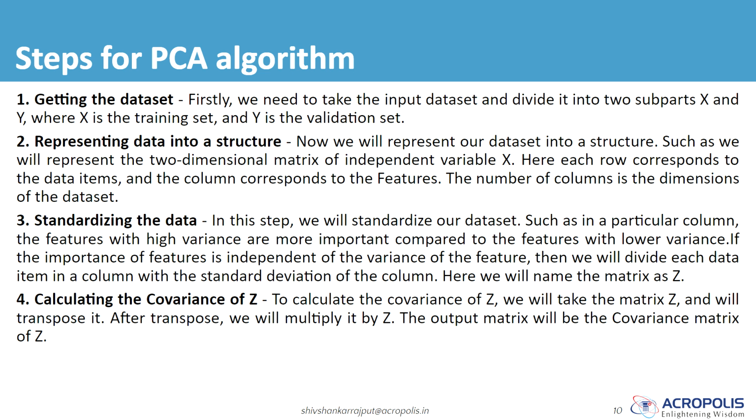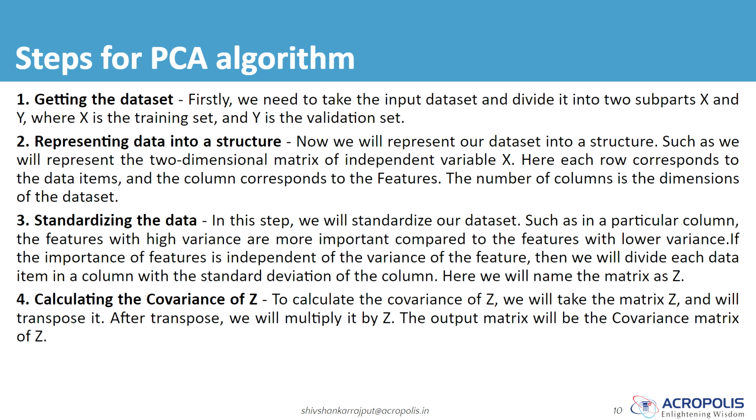If the importance of the feature is independent of the variance of features, then we will divide each item in a column by the standard deviation of the column. Here we will make the matrix of Z as Z. In this point, we can compare the two variances, and if these variances are independent of each other, then we can divide our data.